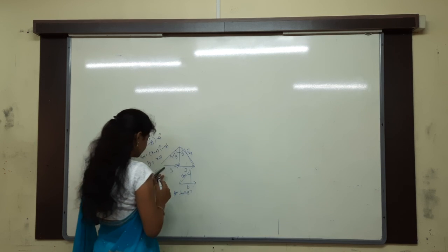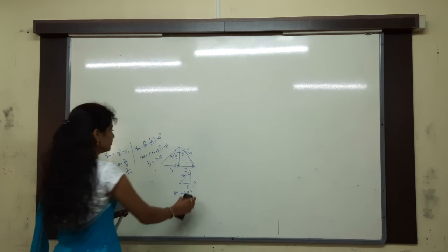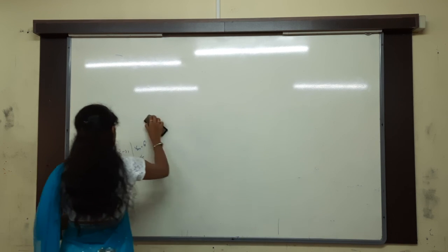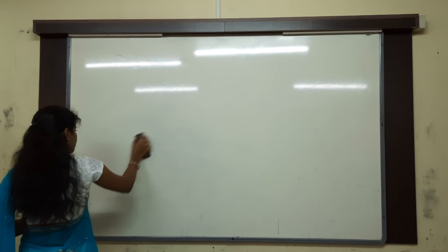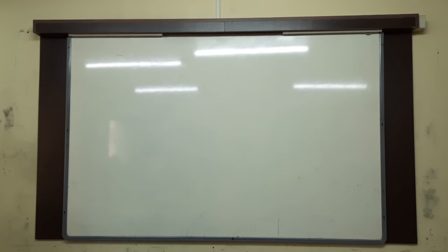Is it done? What's the angle? What's the angle you got? Angle and then value. No, 45 degrees is the angle. 45 degrees is the angle of the original velocity of the rain.